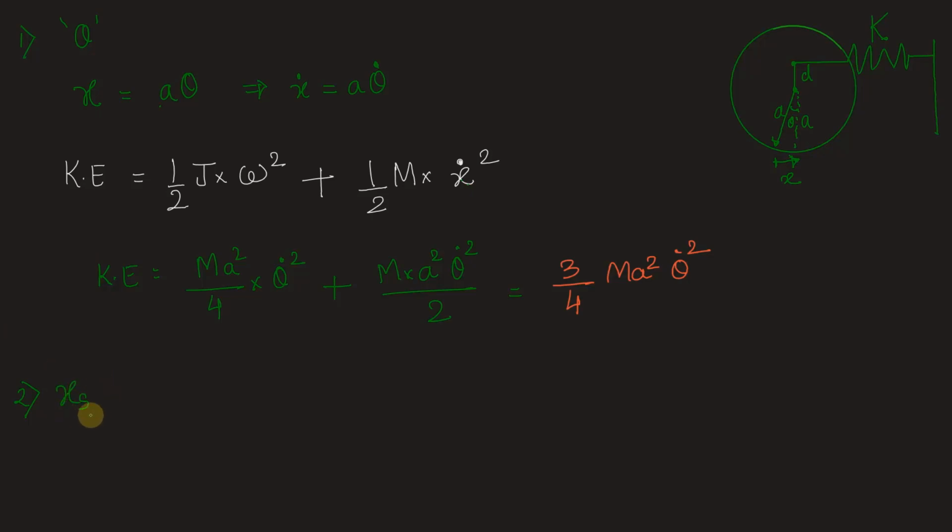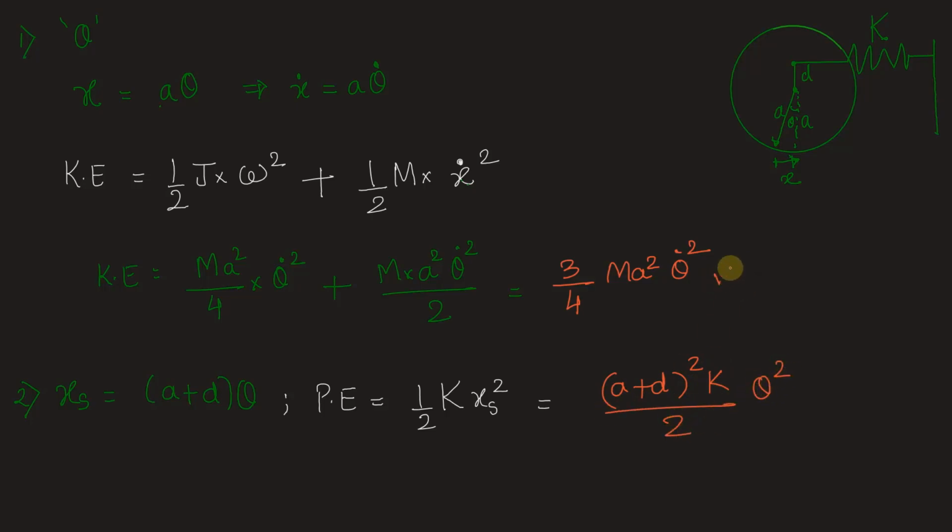If let's say xs is the compression or the elongation of the spring, it will be equal to a plus d into theta. Remember, we have taken it towards the positive direction, but x can also be into the negative direction. Theta can be clockwise. Now finding out the potential energy, we have potential energy is equal to half into stiffness of the spring into its displacement square, which is equal to a plus d whole square k by 2 into theta square. We have the kinetic energy and potential energy of the system. Let's find the Lagrangian now.